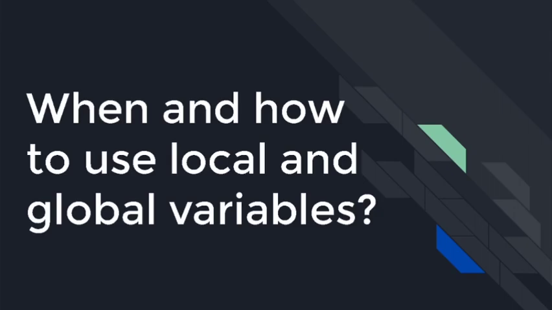When and how to use local and global variables. There are two types of variables in Python: global variables and local variables. The main distinction between both of them is the scope. Scope means till where you can use those variables. So in the case of global variables, the scope is the entire program, whereas the scope of a local variable is limited only to the function in which it is defined.